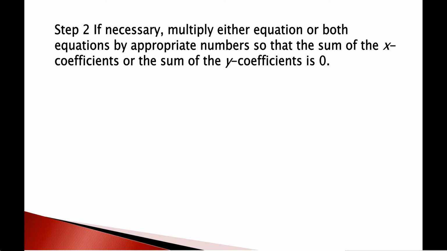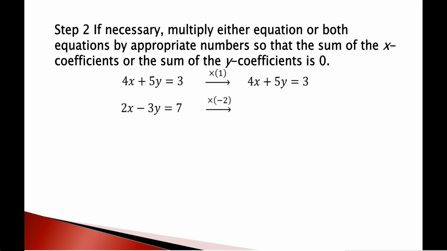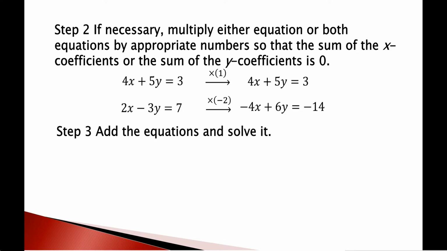If necessary, multiply either equation or both equations by an appropriate number so that the coefficients of your chosen variable are the same except for the sign. This is my first equation and we're going to multiply by 1 and we get the same equation. This is my second equation and we're going to multiply by negative 2. After multiplying by negative 2, we get negative 4x plus 6y equals negative 14. As you can see, the coefficient of x in my first equation is 4 and the coefficient of x in my second equation is negative 4, which is the same except for the sign. Now we can add those two equations.